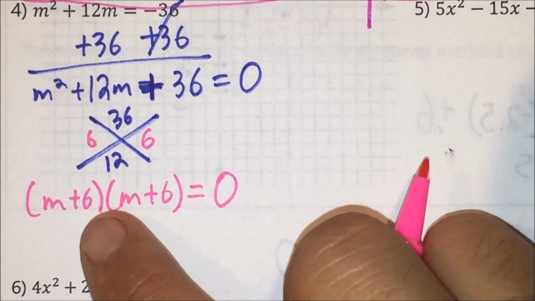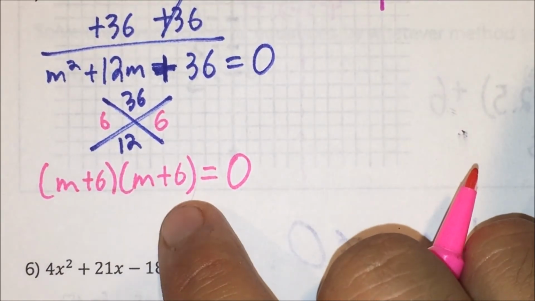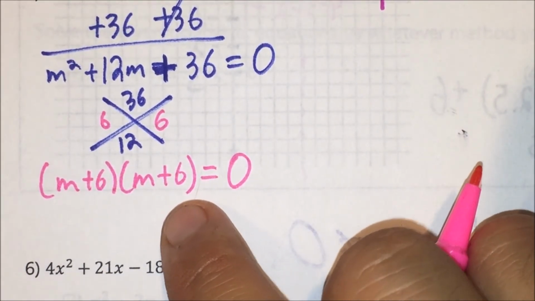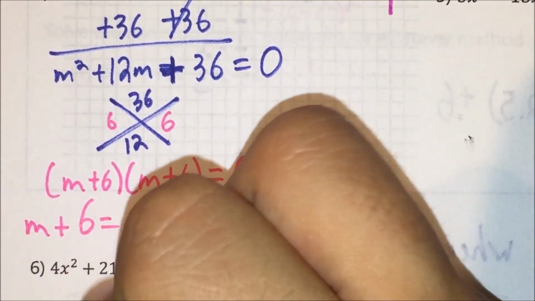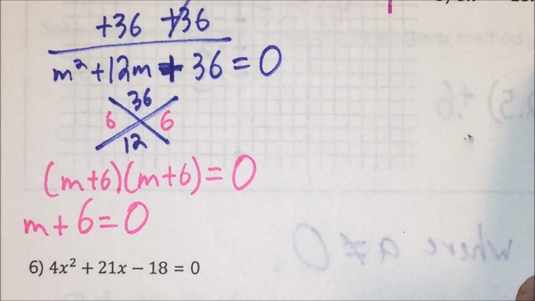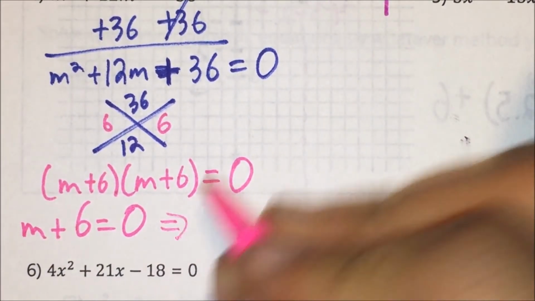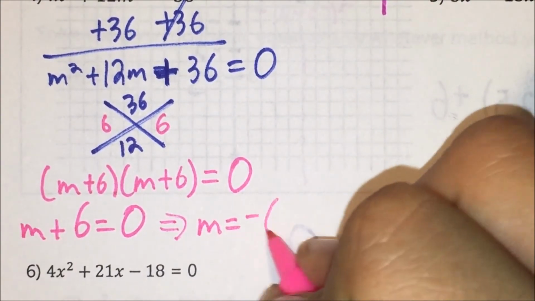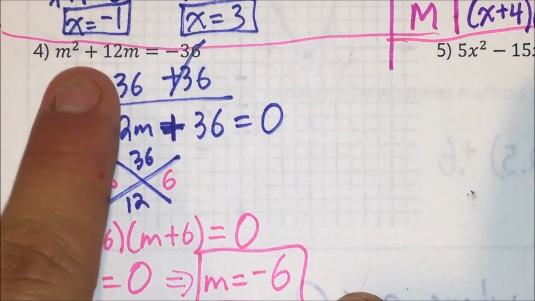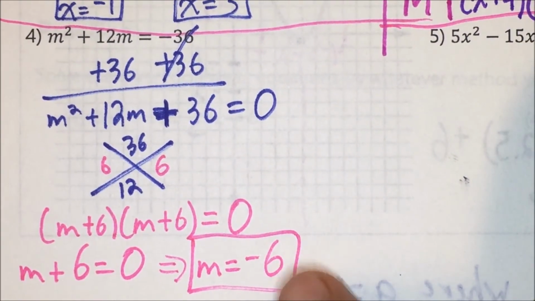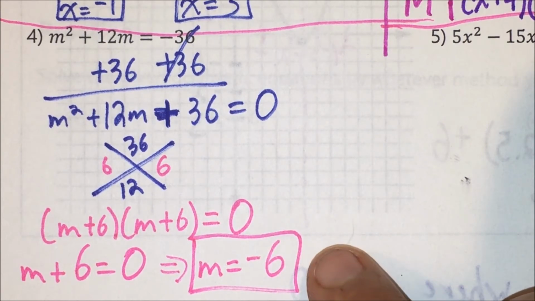And so notice I could set both of these equal to 0, but I really don't have to because we're going to get the same thing because they're both m plus 6. So let's just say m plus 6 is equal to 0 here. And I subtract 6 on both sides to get that m is going to be equal to negative 6. And again, this is a case where our quadratic equation is just going to have the one solution of m equals negative 6. So that's kind of interesting, right?